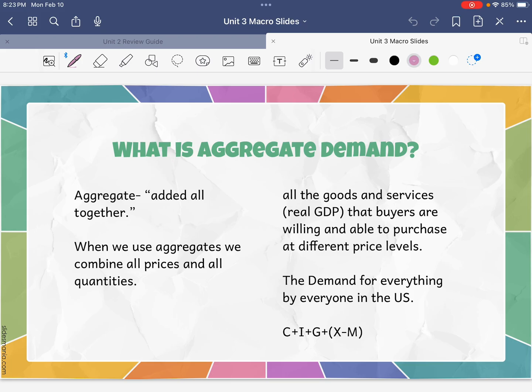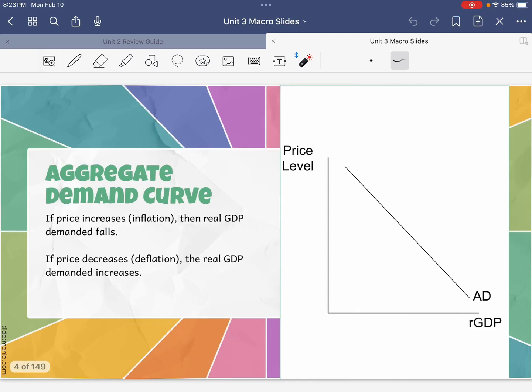So it's all goods and services that buyers are willing and able to purchase at different price levels, the demand for everything. If you remember your nominal GDP equation, C plus I plus G plus exports minus imports. We take out those imports because we're not demanding American goods there. We're demanding foreign goods, so they will actually kind of hurt our demand.